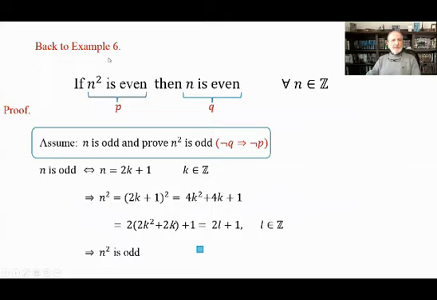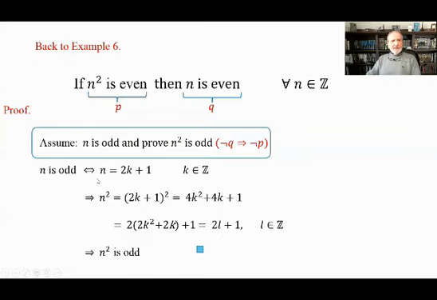Here, we're going back to example 6. If n squared is even, then n is even. Okay, so I couldn't do it directly. I'm going to use now proof by contradiction or by contraposition. So let's assume n is odd. See, we assume the opposite, the negation of this. If n is odd, we need to prove n squared is odd. So we're proving this, not q implies not p. So if you prove n squared is odd, technically it's in contradiction with the assumption that n squared is even. So we're proving this now.